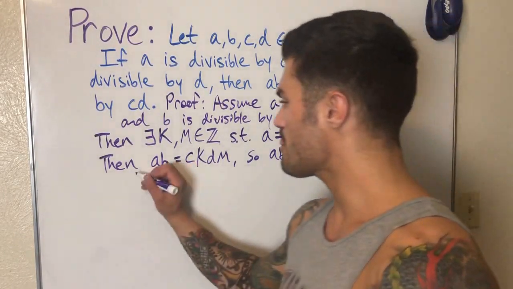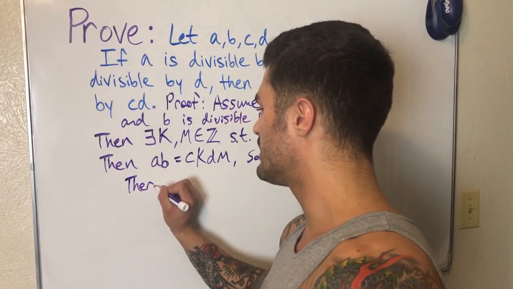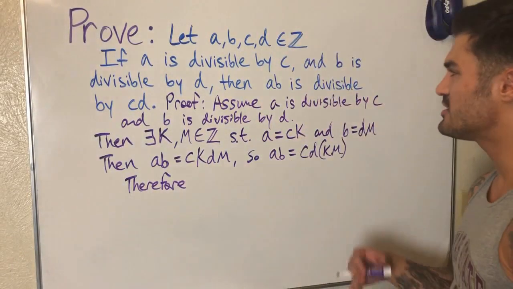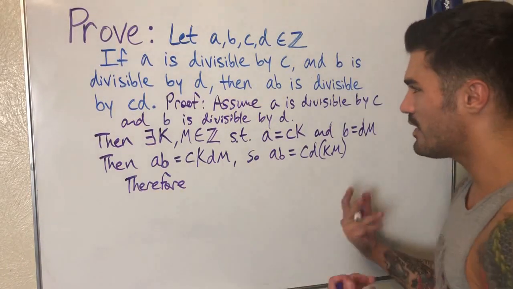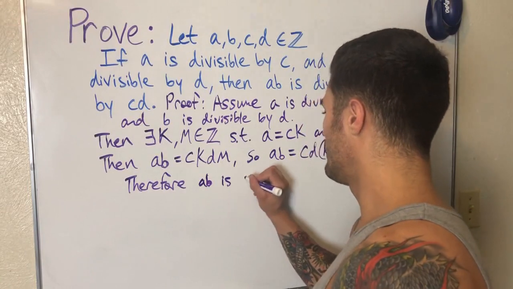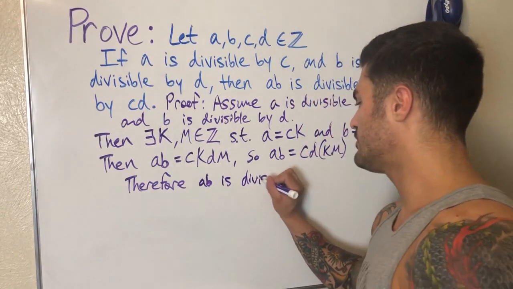Therefore, and then this is done. Now, that was way easier than I thought. It just sort of really came together in the end like that. So let's see. Therefore, AB is divisible by CD. Alright, and we are done.